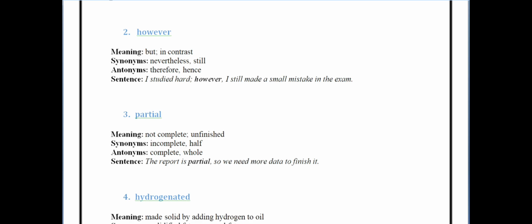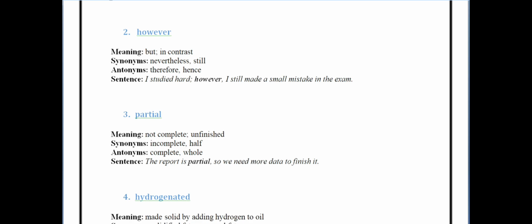The synonyms are nevertheless or still. That is, it is still continuing. The antonyms are therefore or hence. I studied hard, however, I still made a small mistake in the exam.